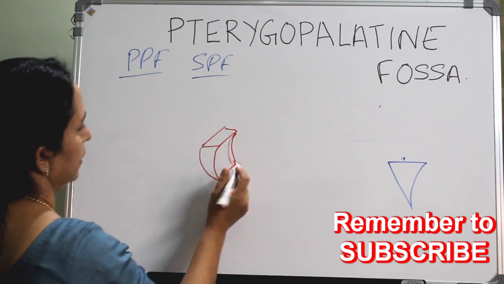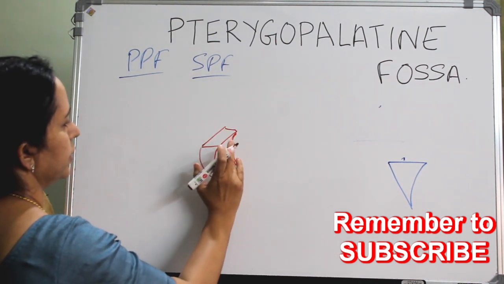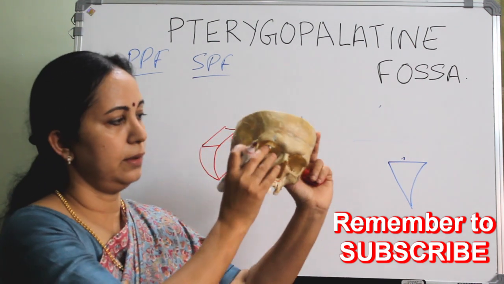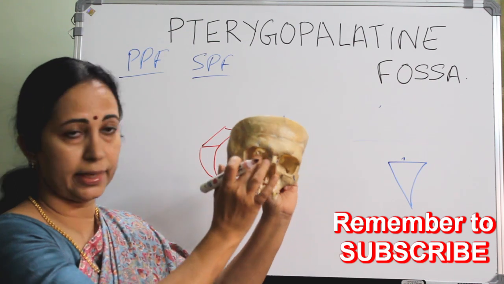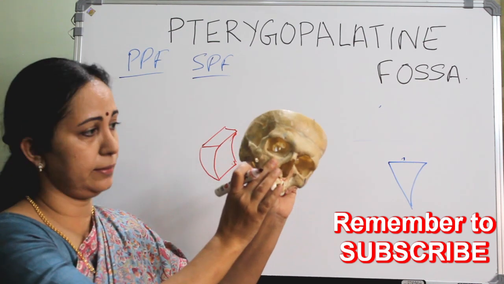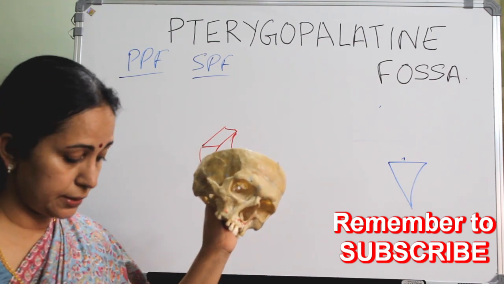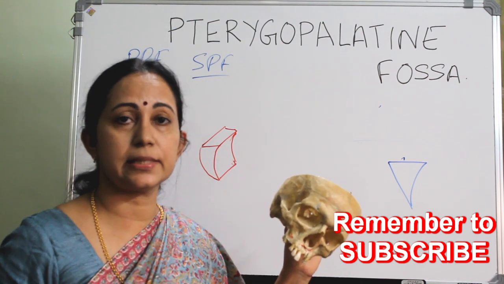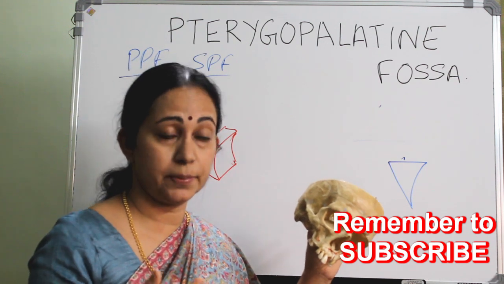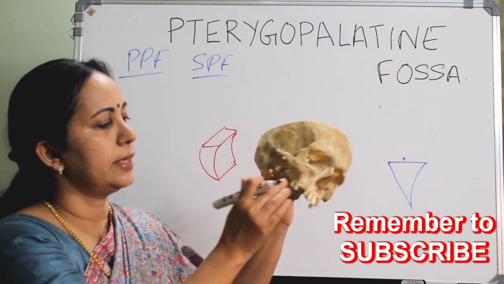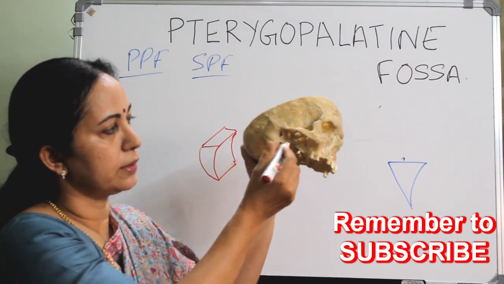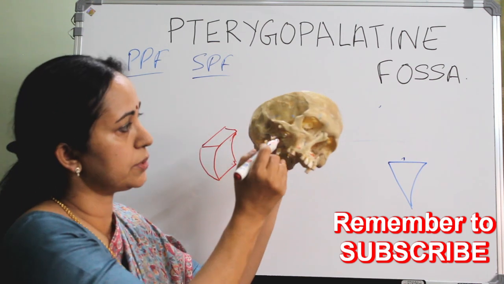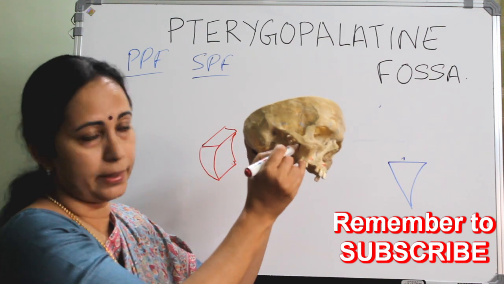Okay. So this is the right pterygopalatine fossa in the skull, right side, right orbit, right maxilla. I have already explained the anatomy of the maxillary sinus in an earlier class. Please go through that. And this pterygopalatine fossa comes here. This is the infratemporal fossa. From the infratemporal fossa, you can go to the pterygopalatine fossa.